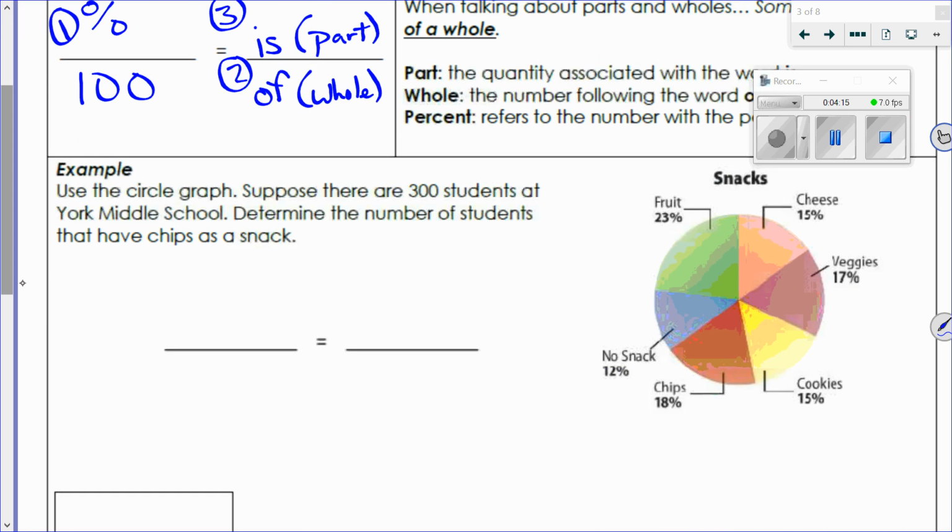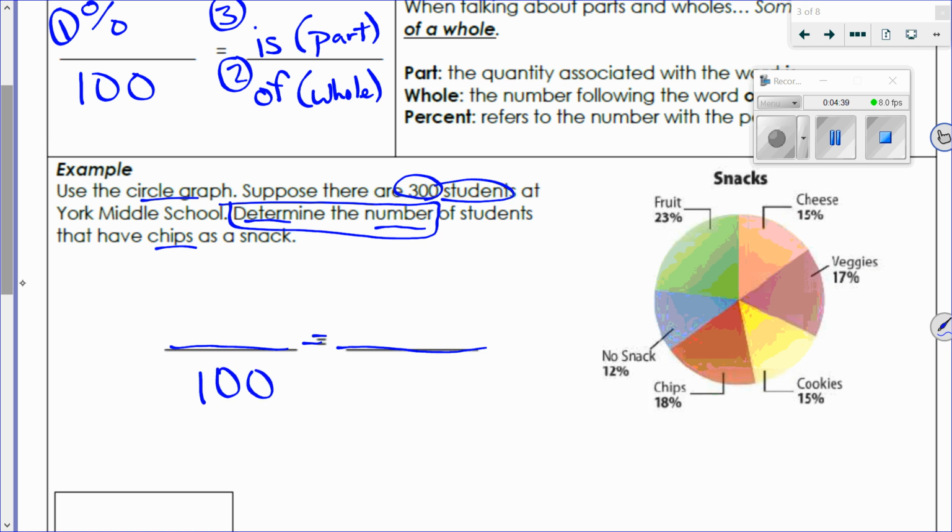Here's our first one. We're going to use the circle graph. Suppose there are 300 students at York Middle School. Determine the number of students that have chips as a snack. So there's our question, our task, determine the number. You guys see this? The line, the equals, the line. All of these problems are going to start like this. We've given you one additional step. You can put a 100 right here. Every problem today and really for about the next 2 weeks is going to start with this right here. Awesome. That's why, Sean. So now, go ahead, Avi.